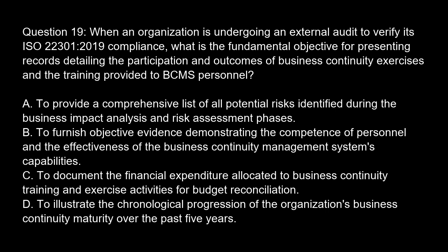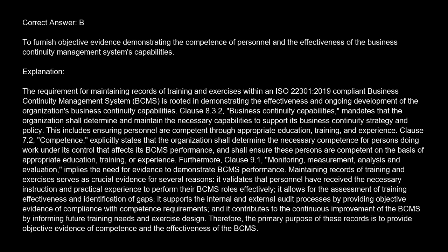Option B. To furnish objective evidence demonstrating the competence of personnel and the effectiveness of the business continuity management system's capabilities. Option C. To document the financial expenditure allocated to business continuity training and exercise activities for budget reconciliation. Option D. To illustrate the chronological progression of the organization's business continuity maturity over the past 5 years. The correct answer is B. To furnish objective evidence demonstrating the competence of personnel and the effectiveness of the business continuity management system's capabilities.